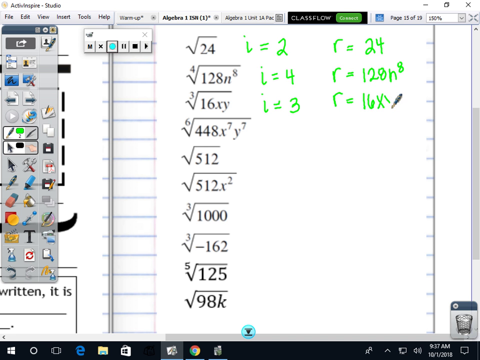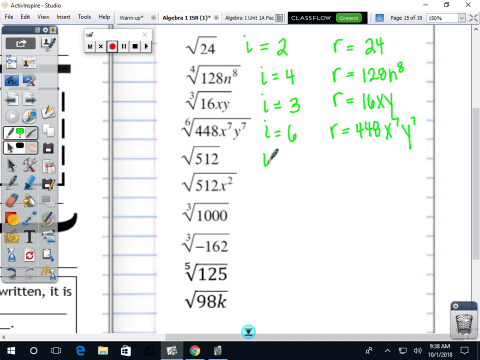Right, 16xy. Okay, the next one has an index of 6, so it's the sixth root, and what is its radicand? 448. X to the 7th, y to the 7th.